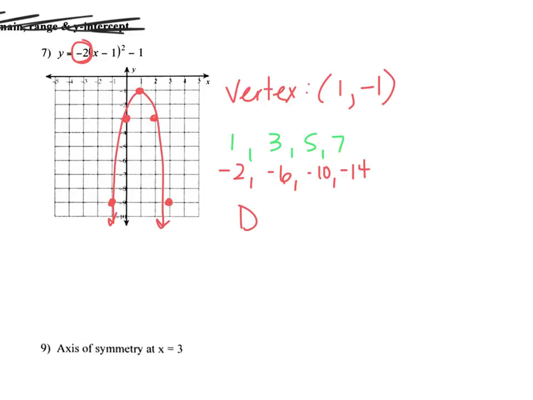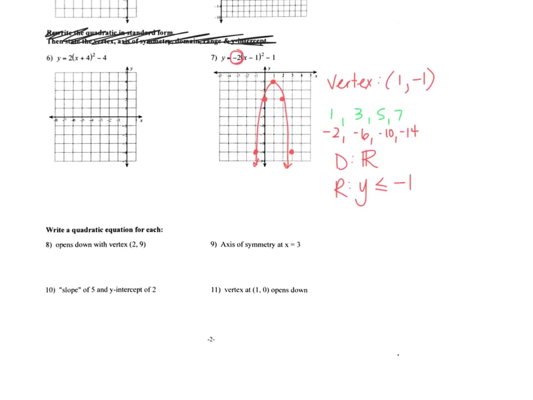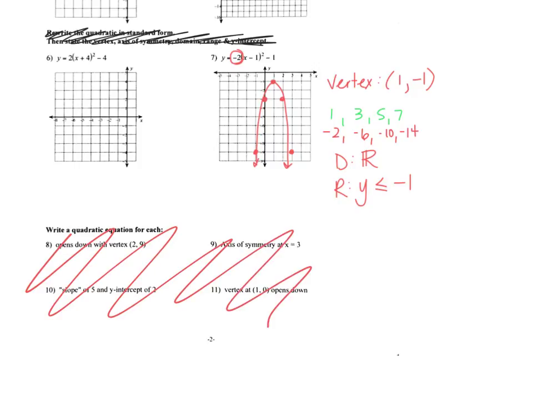And then we're going to name the domain and range, which we did in class today. Domain is all real numbers. Range is y less than or equal to -1, because we're opening down. All right, simple as that. If you for some reason weren't paying attention, we crossed off 8 through 11 in class today.